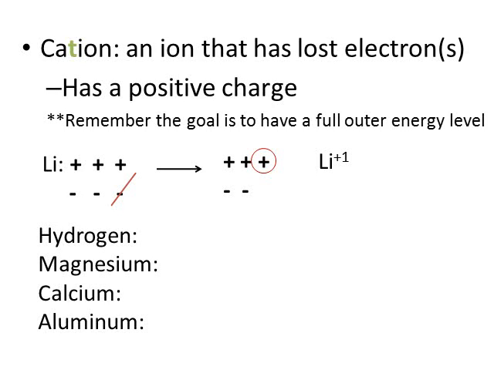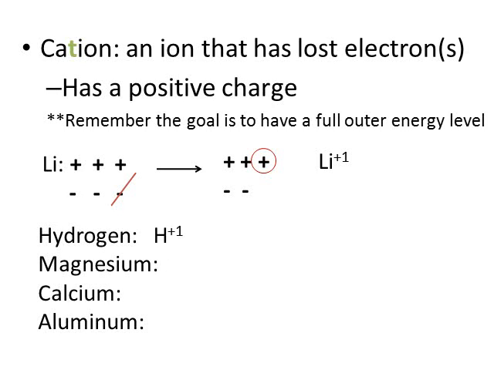Now, most atoms are trying to fulfill the octet rule where they have 8 electrons, but remember, the first energy level can hold 2 electrons. So by losing 1 electron, lithium is now happy, it is now stable. It has these 2 electrons, and it is stable because its first energy level has 2 electrons.